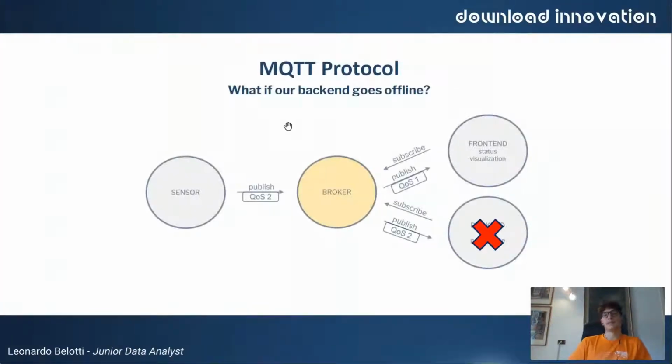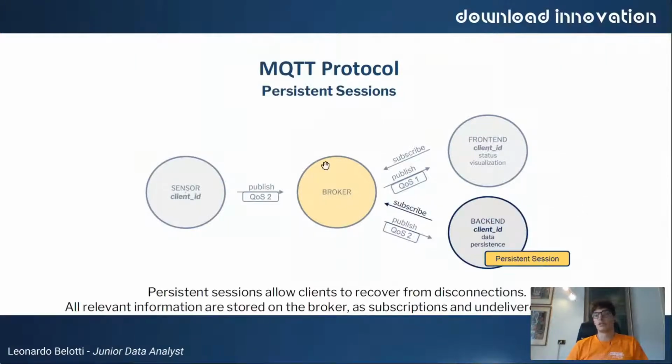So let's suppose that our backend client goes offline. It's a problem because we want to get all the data. We don't want holes in our history, in our time series. We want to keep them all. To do so, we have to use a persistent session. A persistent session allows clients to recover from disconnection. So if the backend goes offline, but it has a persistent session, when it comes back, the broker will send it all the undelivered messages that it could have lost.